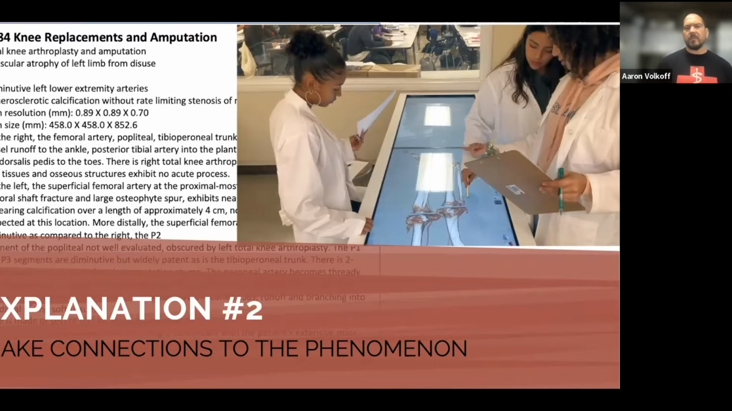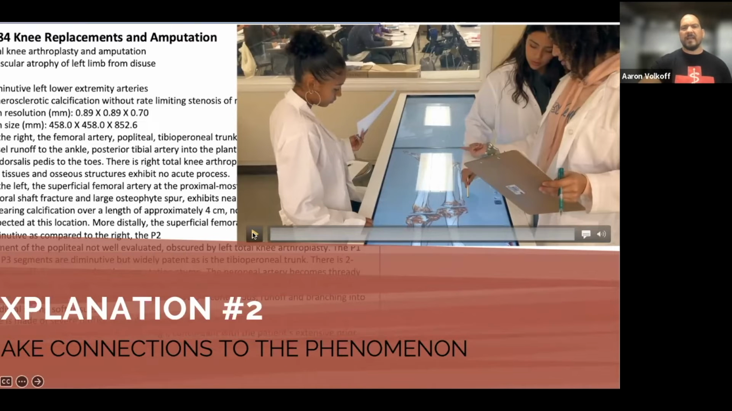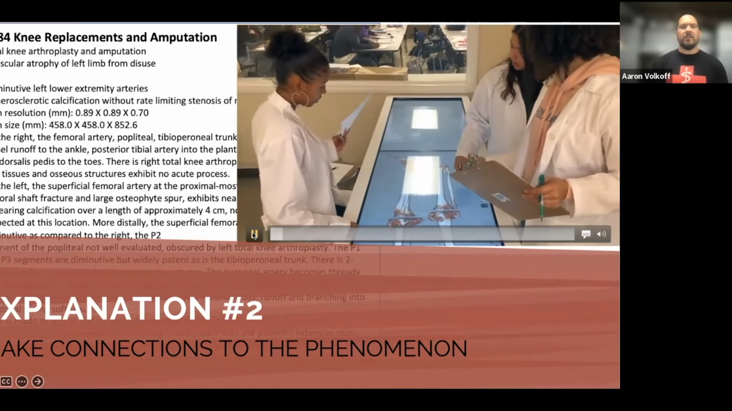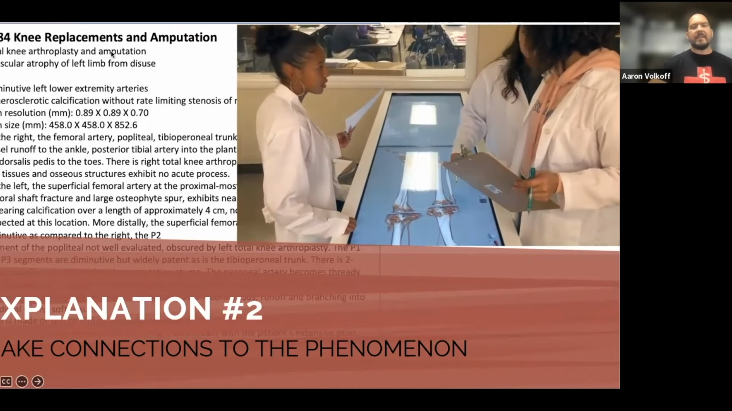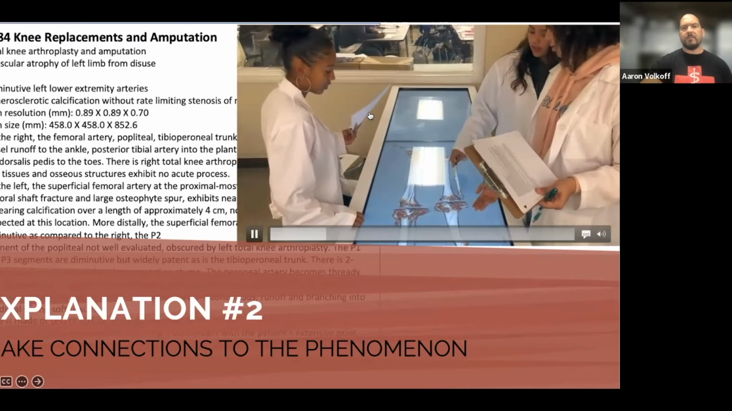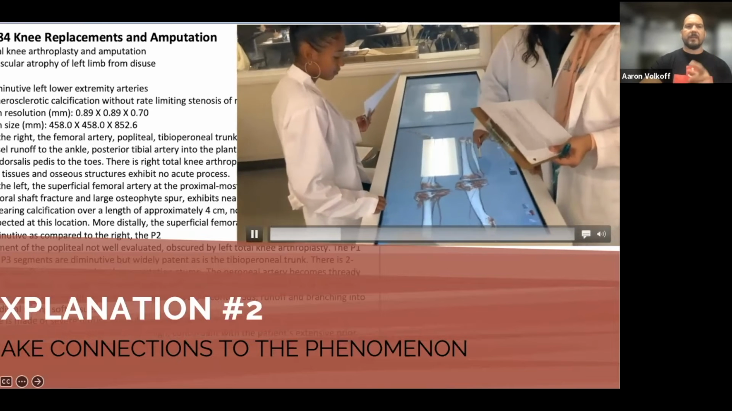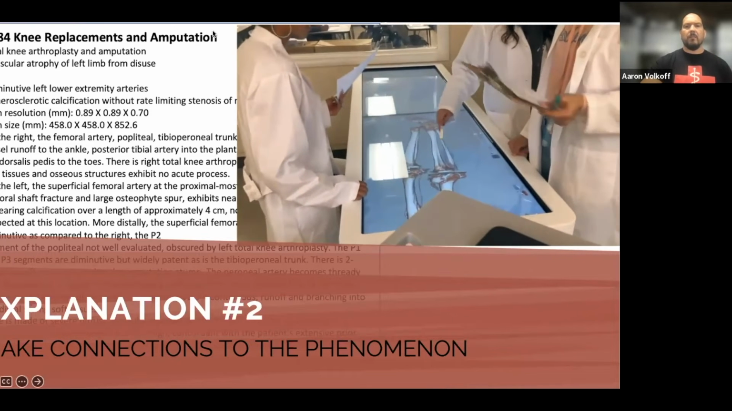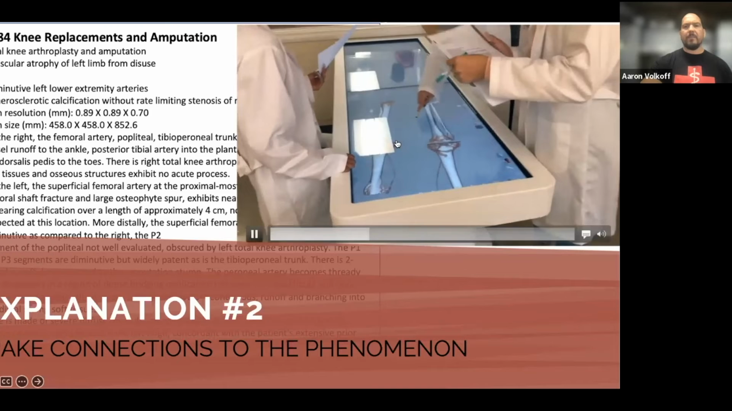So here's another explanation. This is explanation 2. So I'm going to play this video just for a second. The audio is horrible on it. Tried to fix it, totally can't. Where these students are actually going through this case here, making a diagnosis of what's going on in this situation. I'm going to talk about this a little bit more. So this would be a knee replacement and an amputation here.